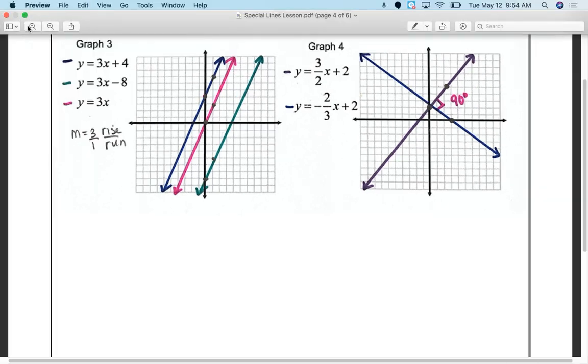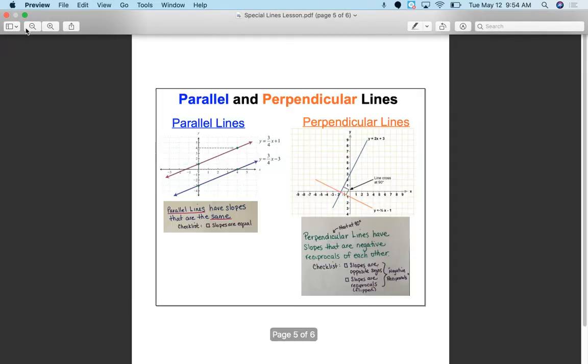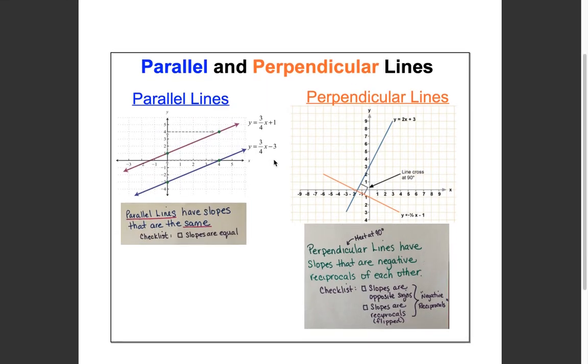Okay? So just to summarize, I've got some pictures here. For parallel lines, I've just shown you two other examples of parallel lines. This is y equals 3/4x plus 1, and y equals 3/4x minus 3. And if you look, what is the m value of this one? 3 over 4. What is the m value of this one? 3 over 4, just those numbers in front of the x. And you'll notice that they are the same.